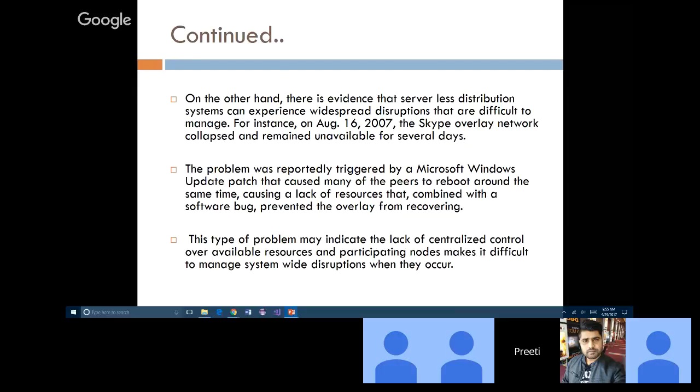But fortunately, Microsoft Windows updated the patch that caused many of the peers to reboot around the same time, causing a lack of resources that, combined with a software bug, prevented the overlays from recovering. So this type of problem may indicate the lack of centralized control over available resources, and participating nodes make it difficult to manage the system-wide disruption when they occur.